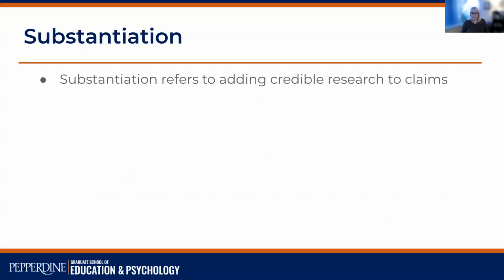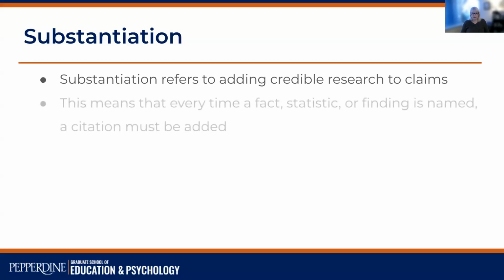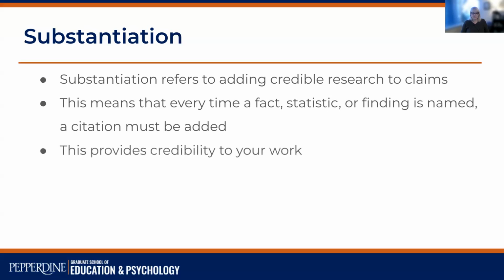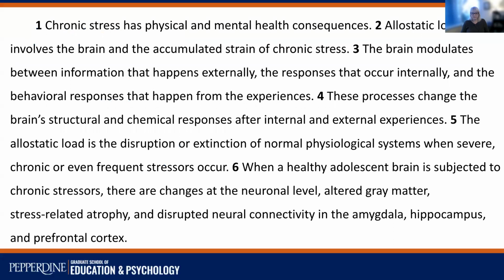The last thing I'd like to talk about as I'm briefly introducing some principles for incorporating research into your writing is the idea of substantiation. Substantiation refers to adding credible research to claims. This means that every time a fact, statistic, or finding is mentioned in your writing, a citation must be added. This provides credibility to your work.